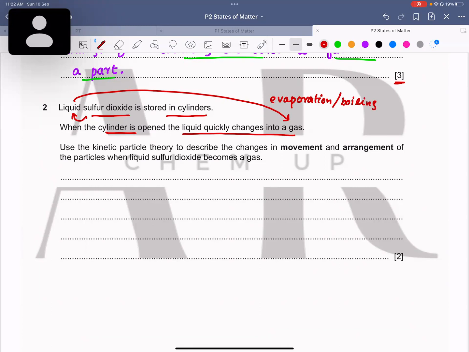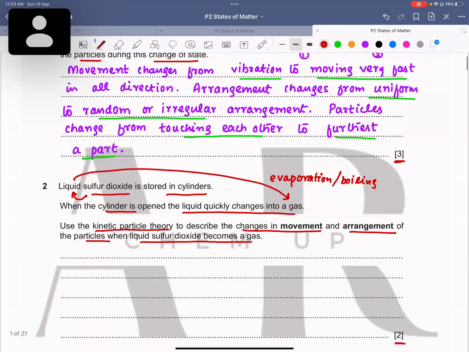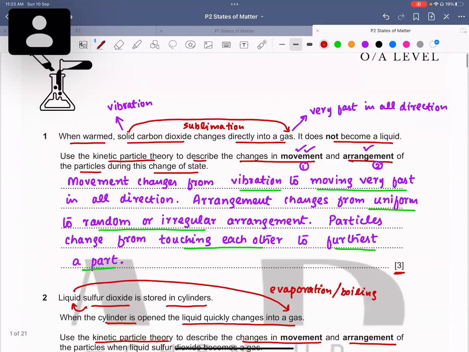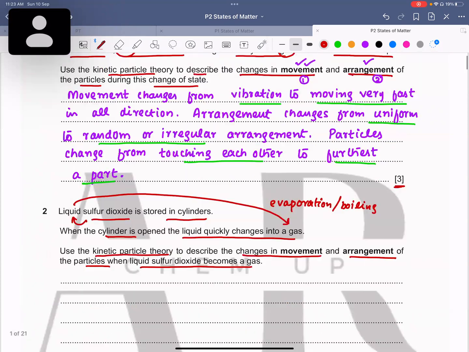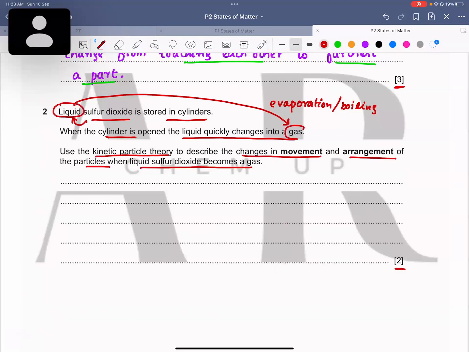Okay. Then use the kinetic particle theory to describe the change in movement and arrangement of the particles when liquid sulfur dioxide becomes a gas. It's for 2 marks. So it is the same question as the above one, but the only difference is that there they were talking about the difference between solids and gases, and now here they are talking about the difference between a liquid and a gas.